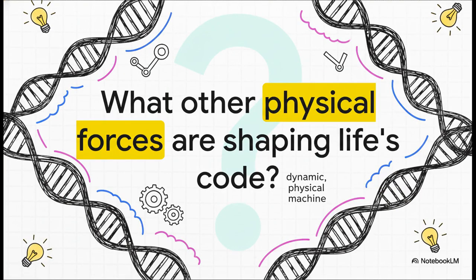When you think about it, this discovery really changes how we see genetics. It's not just a static digital code, a string of letters. It's a dynamic, physical machine operating on principles of tension and force. And that leaves us with a pretty mind-blowing question to chew on. If a simple twist can communicate so much information, what other physical forces are hiding in our DNA, shaping life in ways we're only just starting to scratch the surface of?